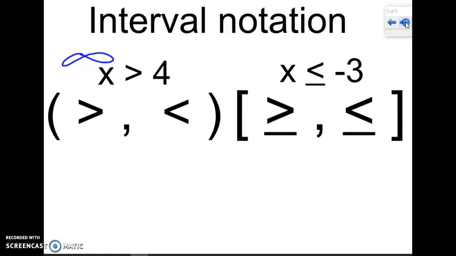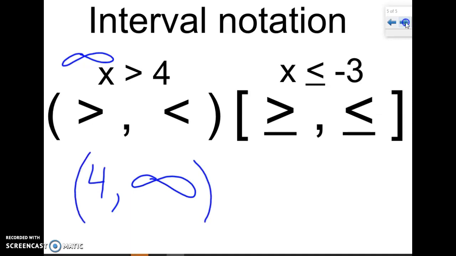And so when we do this, the smallest number would always go on the left. It doesn't get any smaller than 4. Everything's bigger than 4 and approaching infinity. So past 1,000, past the million, past the trillion, just keep on going. And because infinity is a value that you can't equal, it's a concept that numbers never end, it does have a parenthesis on it. And then 4 was simply greater than, not equal to, so we are not including 4 and therefore using a parenthesis.